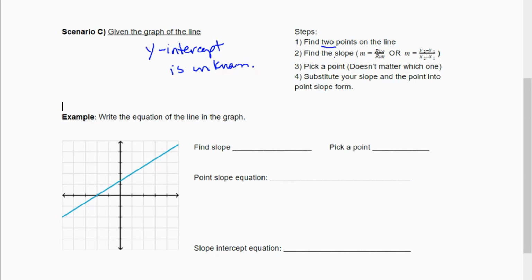Once we have our slope identified, then we need to pick a point, just one. And again, it does not matter which one you choose. Once you have both of those pieces of information, the slope and the point, you're going to substitute that info into your point slope form. So let's get into this example.